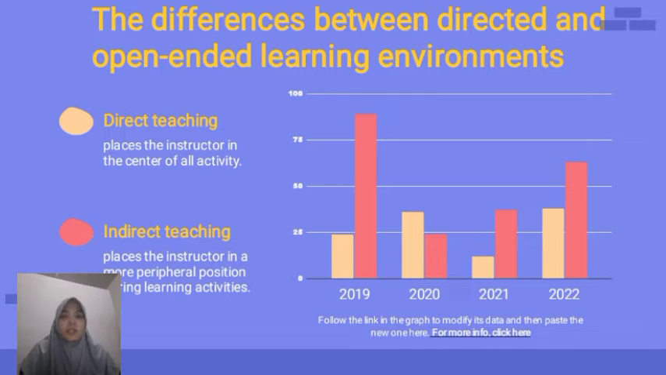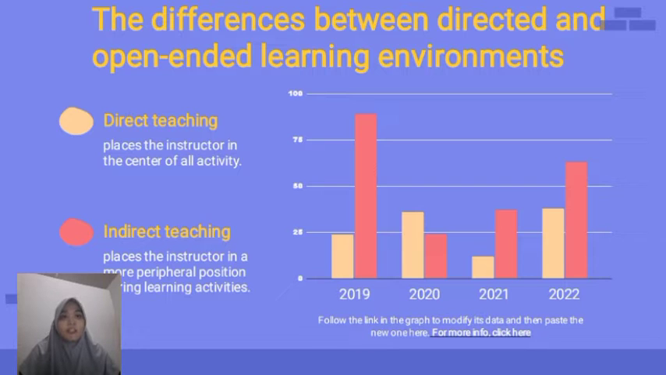Direct teaching places the instructor in the center of all activity. The instructor presents specific information and decides exactly what the students will do and where they will do it. Direct teaching is most commonly employed in directed learning environments.